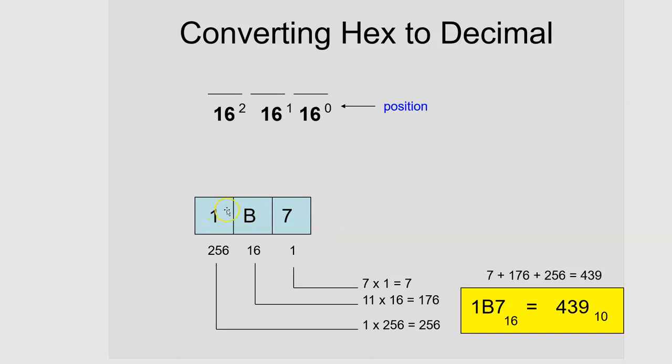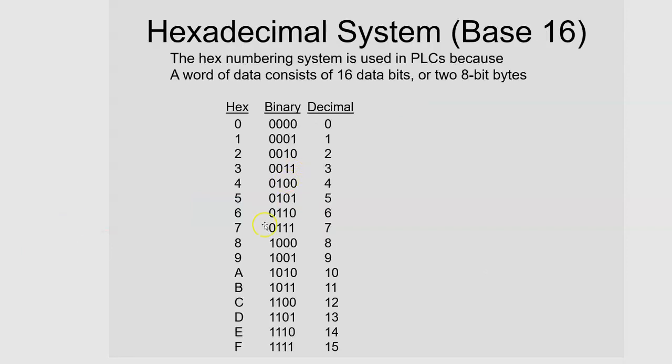If I give you 1B7 in hexadecimal, or hex for short, how would I convert that to decimal? What is that in our number system? Well, this has a weight of 256. I got one of those, so I have 1 times 256, which is 256. I got B of those. Now B, if you remember from this slide, has a value of 11. So B is equivalent to 11.